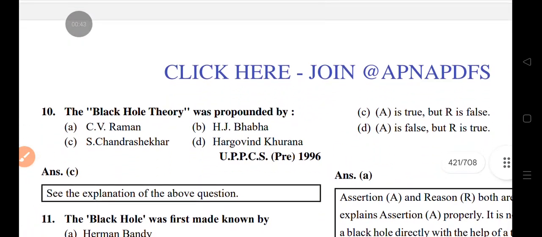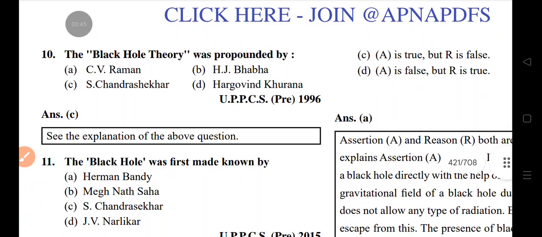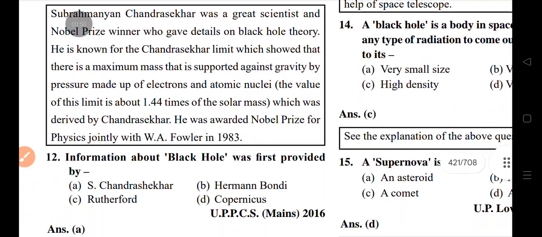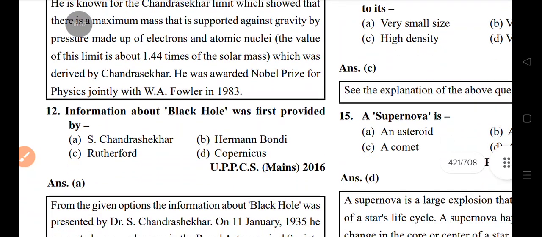Black hole theory is by Chandrasekhar. The black hole was first made known by Chandrasekhar. Information about the black hole was first provided by Chandrasekhar.